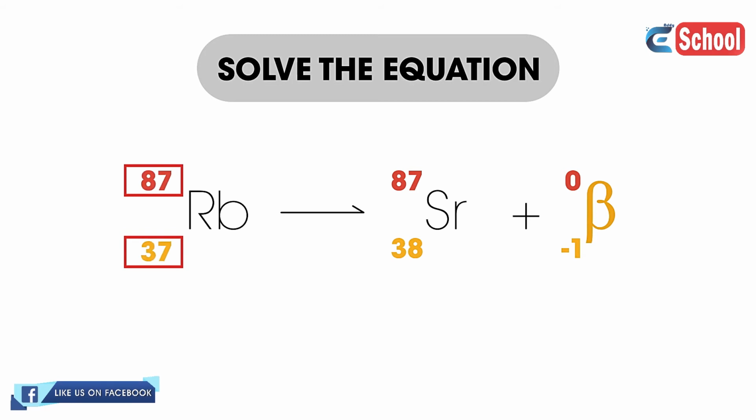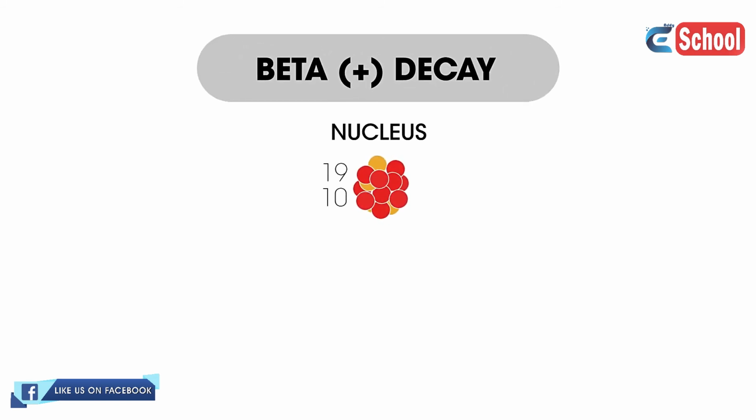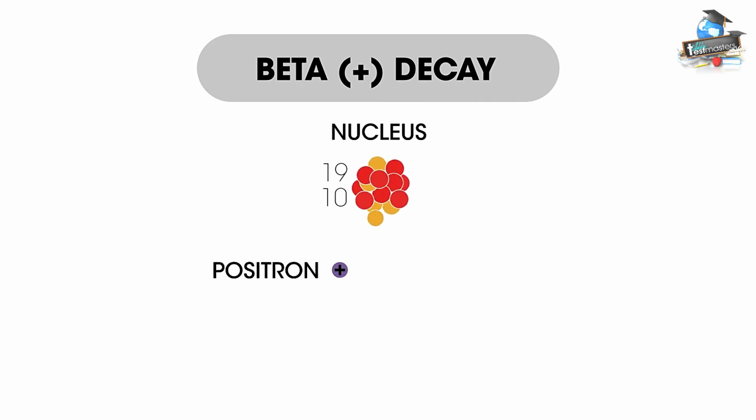How did you do? When an isotope has too many protons, it decays by beta plus decay. A proton is converted into a neutron, and a positive beta particle called a positron. Beta plus positrons have the same mass as electrons, but the opposite charge. The mass number stays the same, but the atomic number decreases by 1. The equation looks like this.